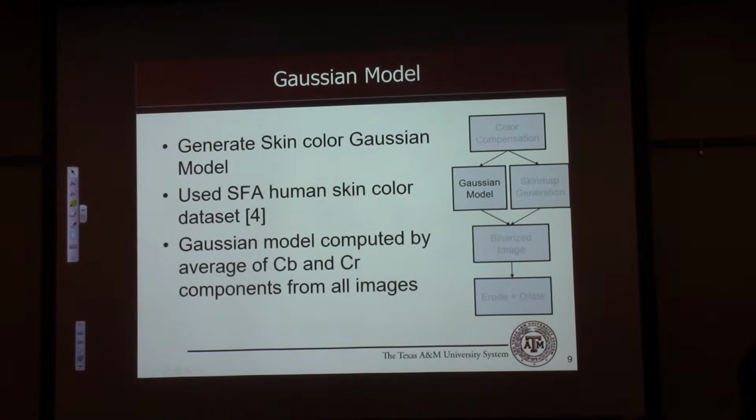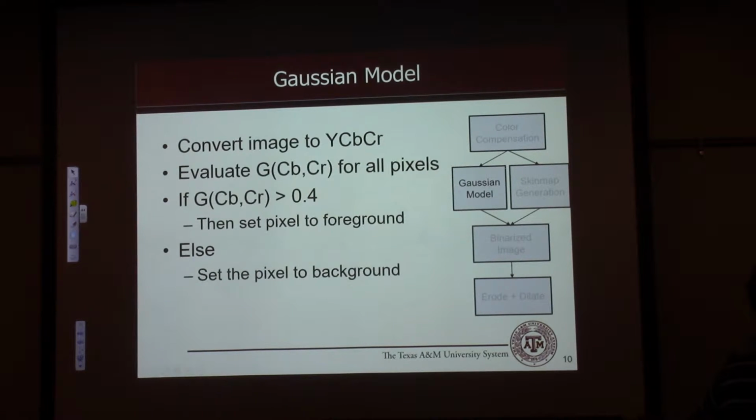The second step is to generate a Gaussian model for human skin color. In order to do so, we use a human skin color data set called SFA. Once we have the Gaussian model built, we evaluate the value of each pixel within each frame and check if the value within this Gaussian is higher than a threshold. If it is, we set the pixel to foreground, and otherwise we set the pixel to background.